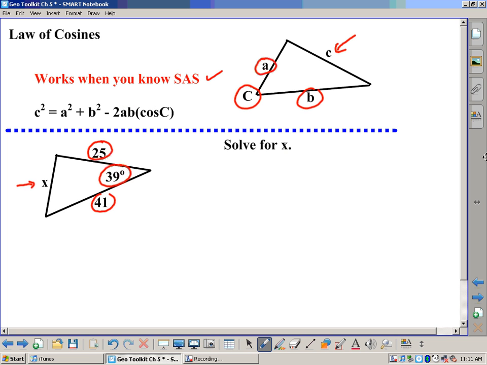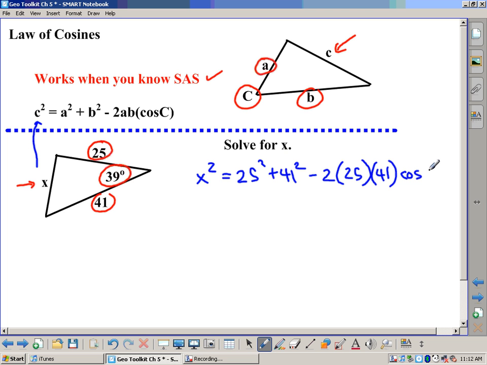And so let's do this problem down here, and you can see how this works. So we're trying to find x. This is what we're trying to solve here. So that's going to be equivalent to what C is here. So we're going to say x squared equals A squared plus B squared. It doesn't really matter which one we call A and B, so we can say, how about 25 squared plus 41 squared minus 2 times A, which is 25, times B, which is 41, and then we multiply times cosine of the angle we know that's in between those two sides, which is 39 degrees.